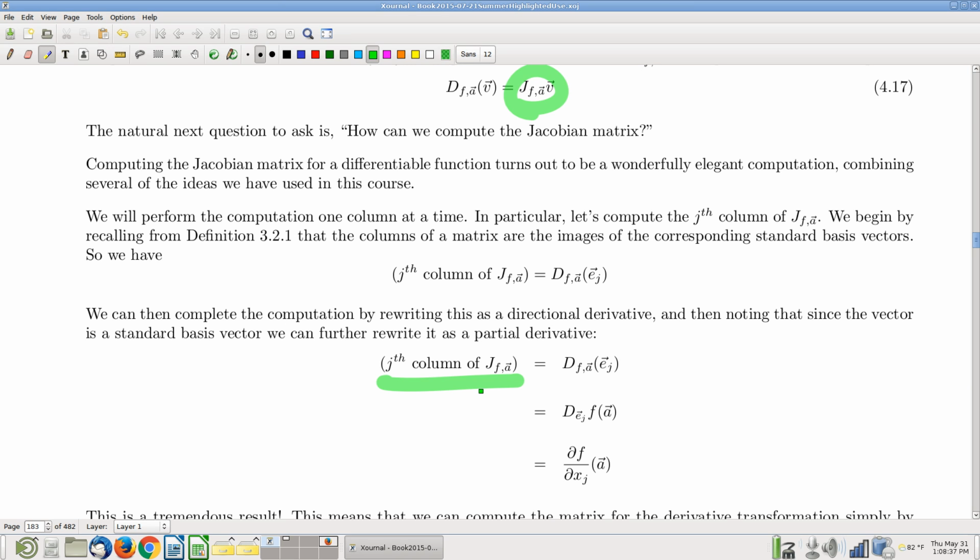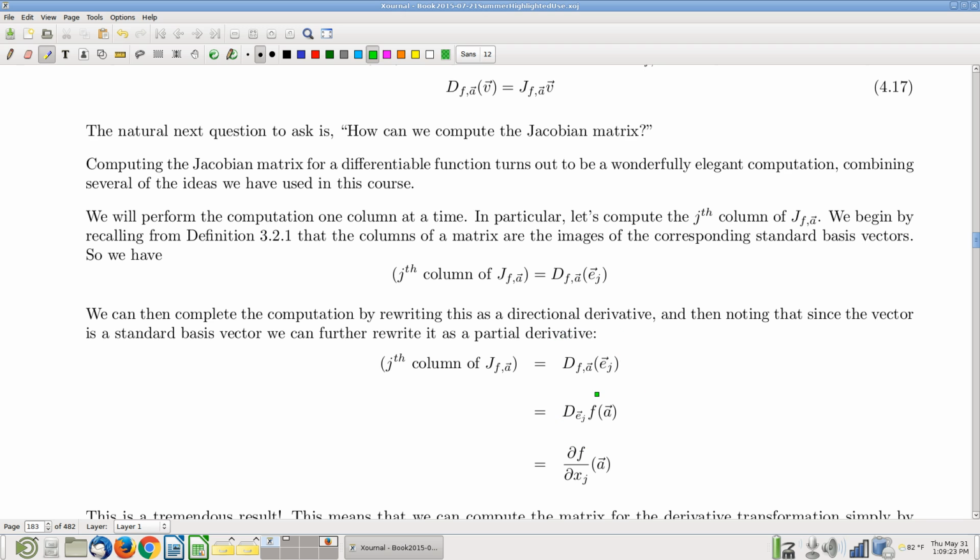How would I compute, let's say, the jth column of this Jacobian matrix? Well, here we go. Columns are images of standard basis vectors. Right? That comes from the definition of a matrix. If you want to understand the columns of a matrix, you're looking at the images of the corresponding standard basis vector. Jth column, jth standard basis vector. From section 3.2. From the last section, if you want to understand how the derivative transformation applies to a vector, well, realize that what you're computing is a directional derivative.